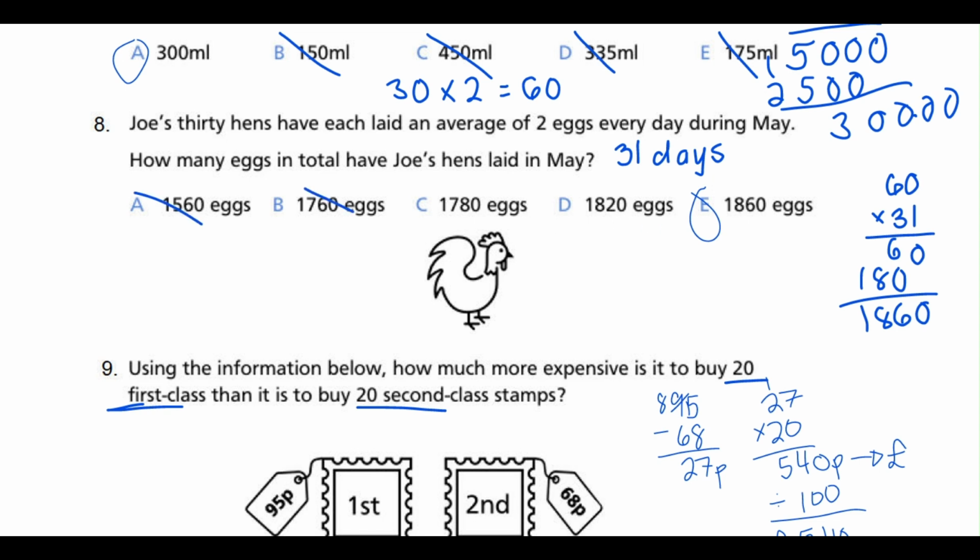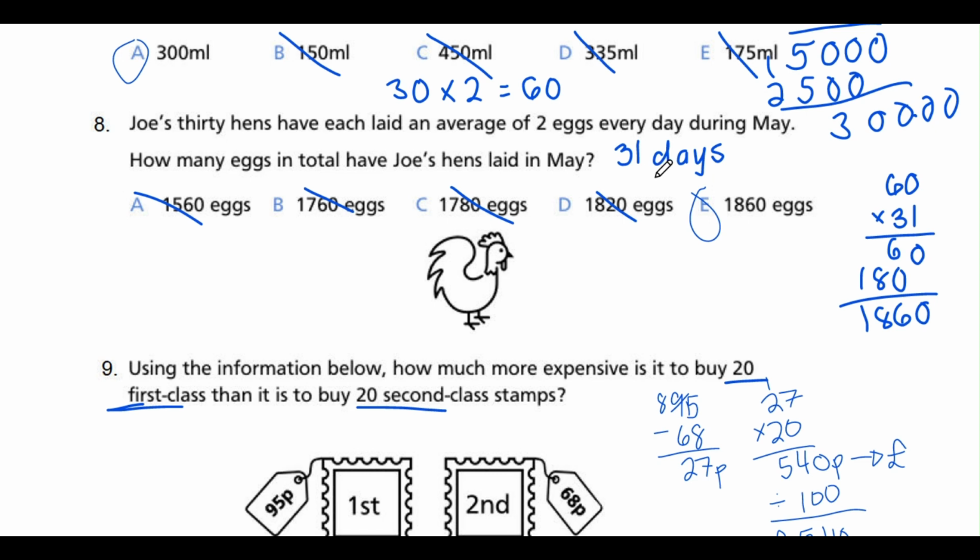The most common error is forgetting the number of days in May. If you assume May has 30 days, your answer would be 30 hens times 2 eggs per day times 30 days equals 1,800 eggs. Not an option, but close to D. The other options are calculation errors.